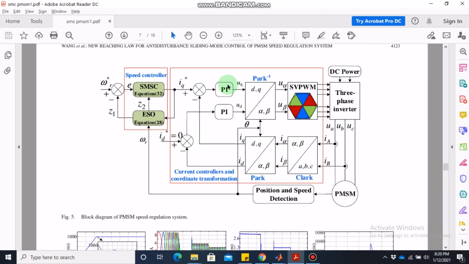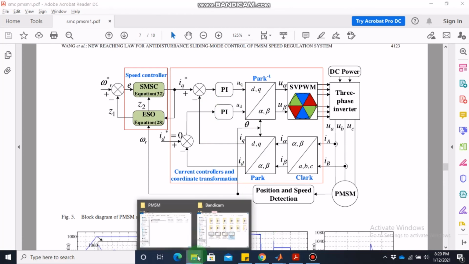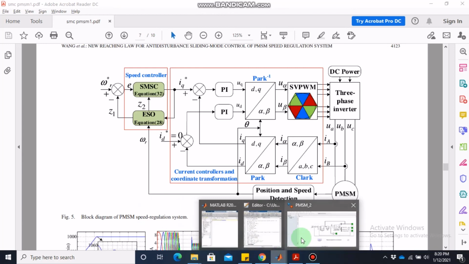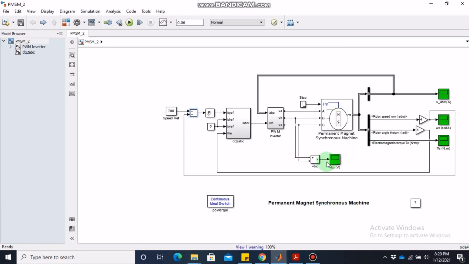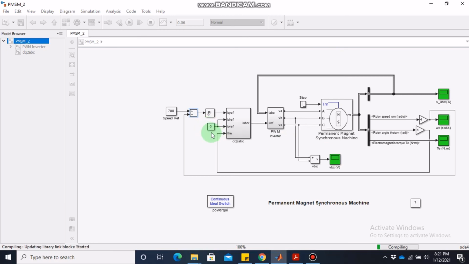Still, you can use the Simulink model in MATLAB. This is built into MATLAB. If you, for example, run it, it shows you the results, but here, of course, you will have to add a PI controller, and you will have to add the equations, equation 32 and equation 28. 2 or 3 blocks you will have to add into this built-in simulation file, and then you are good to go.